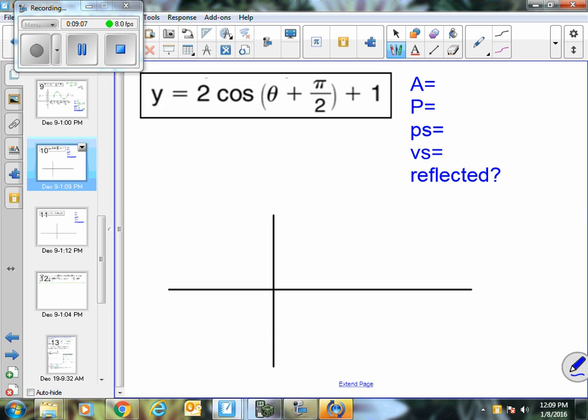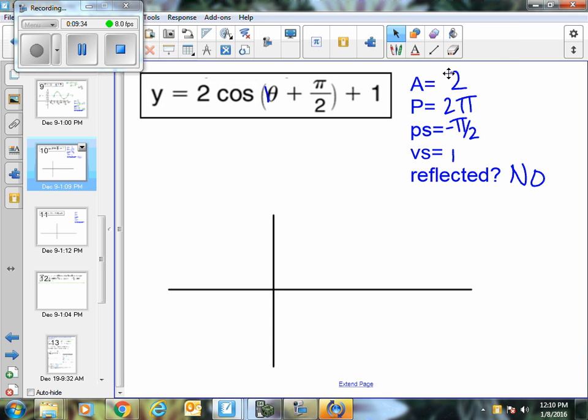So amplitude would be 2 from the 2 out front. Period, 2 pi divided by 1, so 2 pi. Phase shift is going to be pi over 2, but because it's a plus, that means it's a negative shift. So plus means minus a negative, so we're actually going to the left. So if I see you write down a negative sign, it means that you're going to the left. Vertical shift, this one's going up 1, and it's not reflected, so I don't have to worry about a reflection for this one.